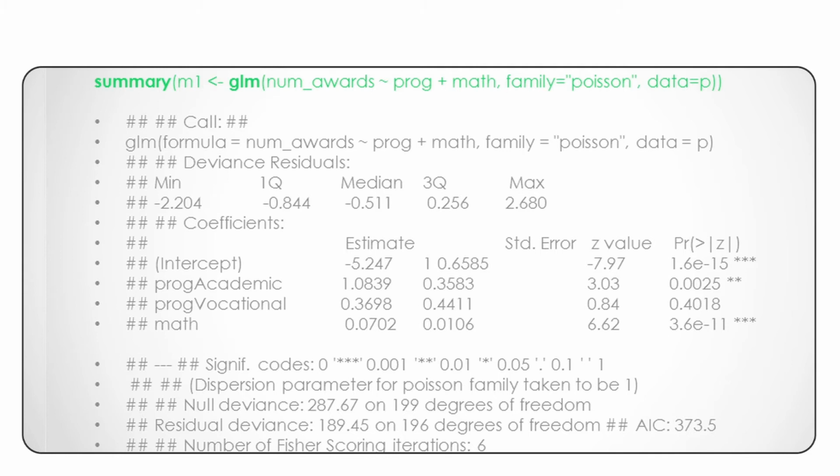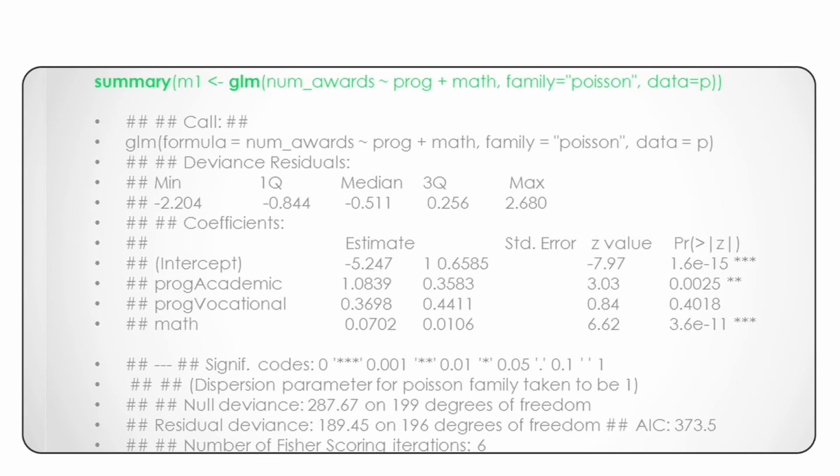For each of these there are 4 columns giving the estimate, the standard error, the Z value, and the corresponding P values. So you can see that intercept, academic, and math are all statistically significant, and this is marked by a certain number of asterisks. The explanation for the number of asterisks is given below. So for example, 3 asterisks mean significance at the 0.001 level, and so on.